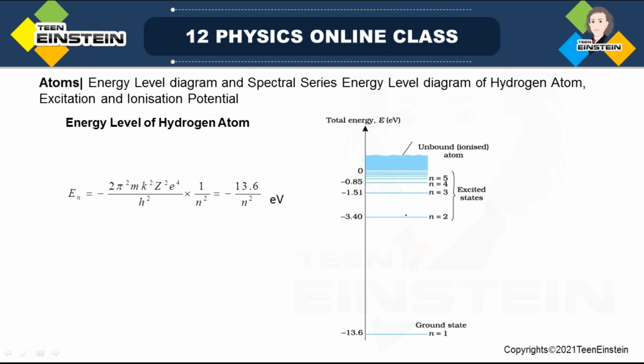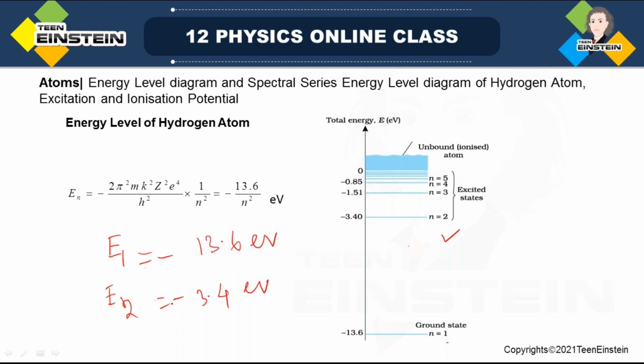This is called the energy level diagram. This is the energy level diagram of the hydrogen atom. Okay, now look here, there are a few things we need to learn. When n is equal to 1, it has energy minus 13.6 electron volt. If you put n is equal to 2, you get minus 3.4 electron volt.